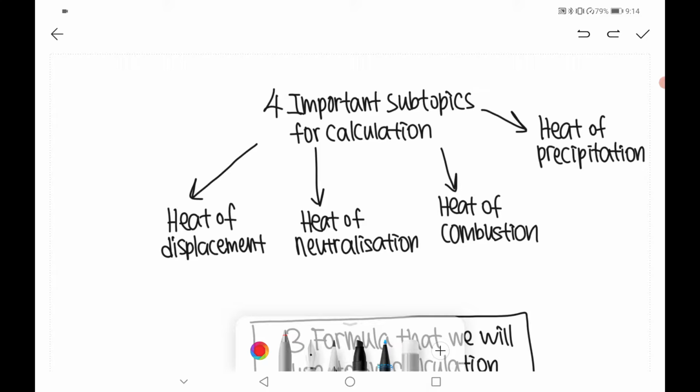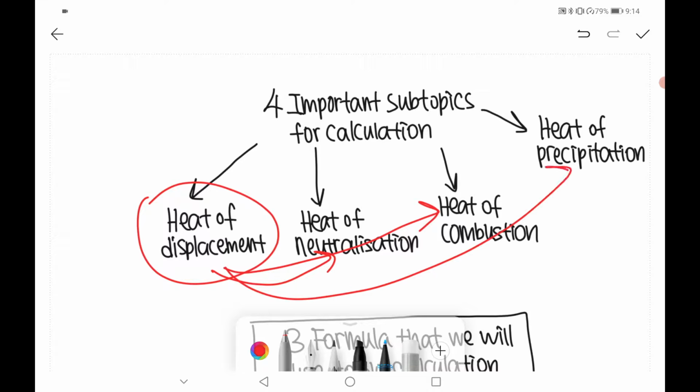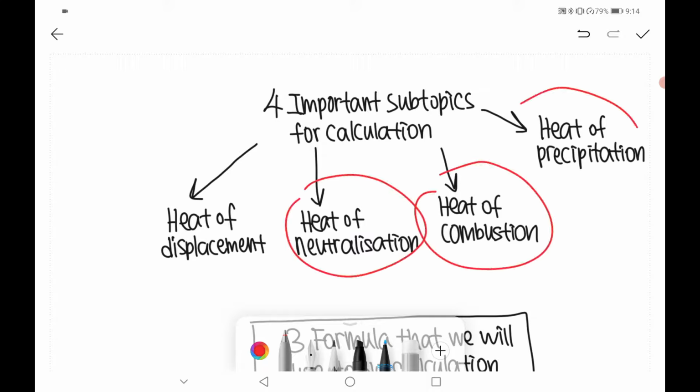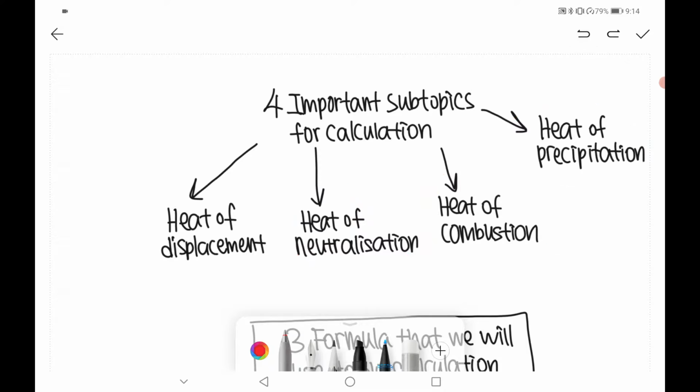I want you to pay attention to today's lesson, because if you fully understand heat of displacement, you can use the same concept on the other heats as well. If you understand the basic idea for heat of displacement, you will be able to understand these 3 very easily, because there are so many things which are the same. All right, so let's start.